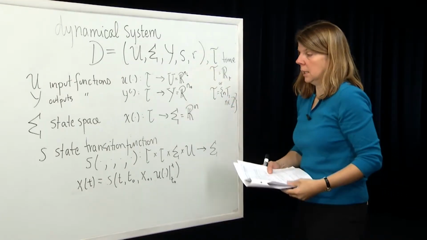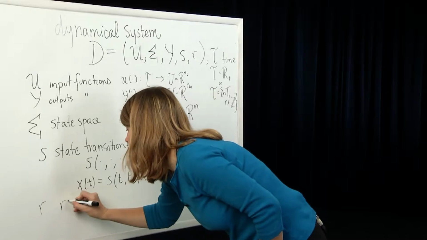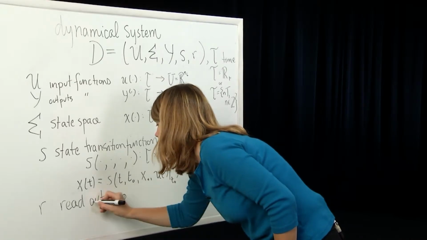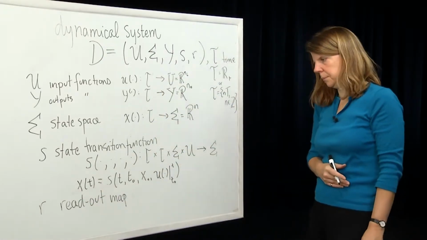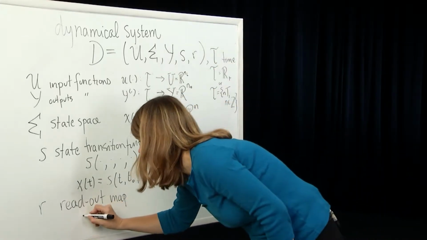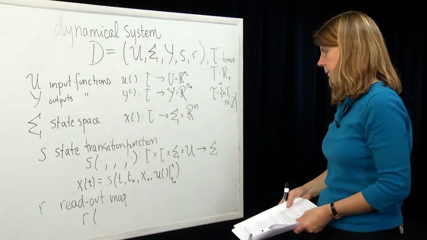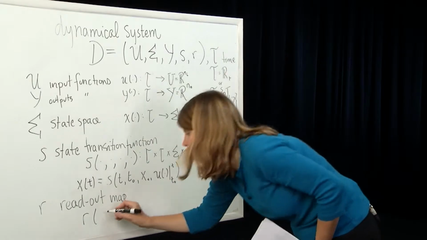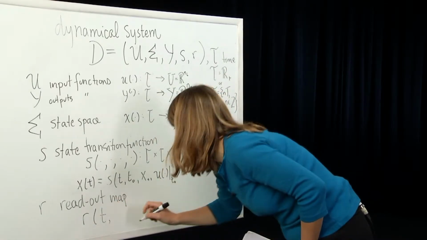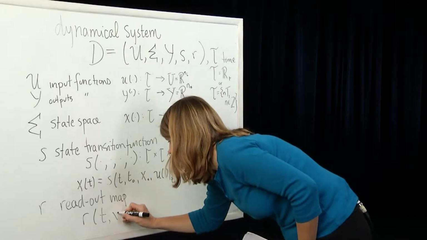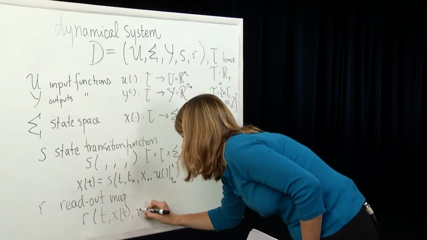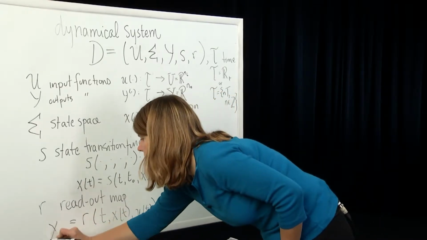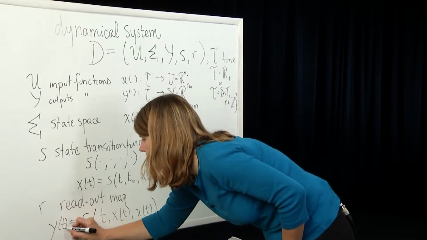And then the last element is called R, for readout map. Sometimes it's called the output map. And the readout map, R, is a function of time. Okay, so again, we can write it this way. It takes the current time. It takes the state at the current time. And it takes the input at the current time. And it gives you the output. So it gives you the value of y at the current time.